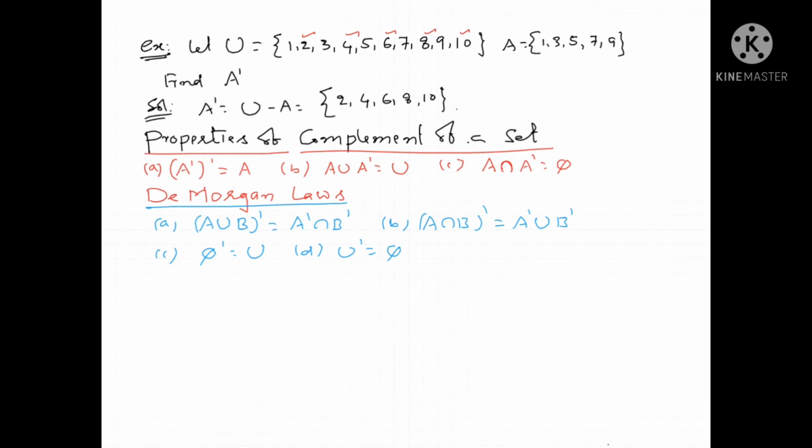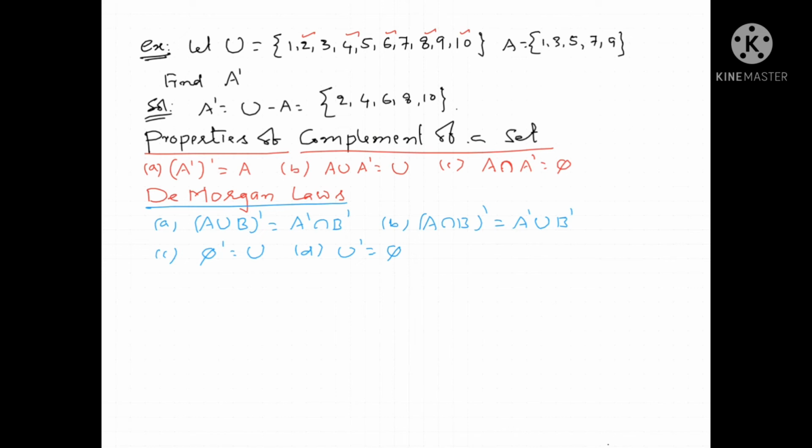After the examples, as usual, we have properties of complement of a set. These properties are true for any set. The property one is A complement, whole complement, is equal to A. The second one is A union A complement is equal to U. Third one is A intersection A complement is equal to phi.